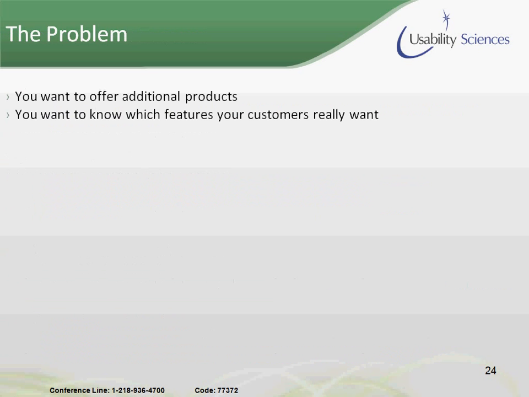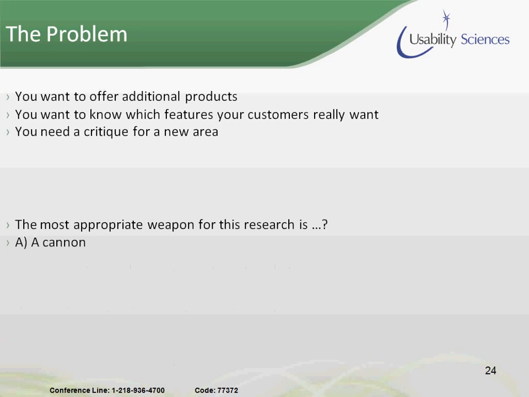The next problem is you're thinking about offering additional products and you want to know which features your customers really want. Maybe you need a critique for a new area. So, Canon, kamikaze pilots, mustard gas.